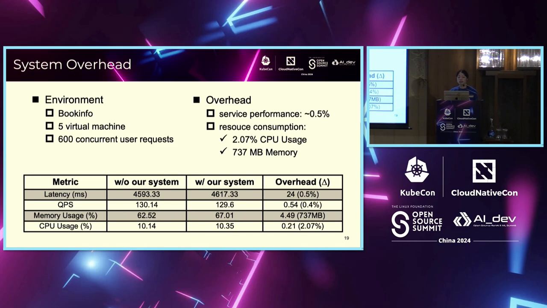Regarding the resource consumption, our system increased the CPU usage by about 4.5% to execute our eBPF program in the kernel, about 2% relative to the normal. Our system also needs about 747 MB additional memory to temporarily store part of the message, the generated trace context, and other information.